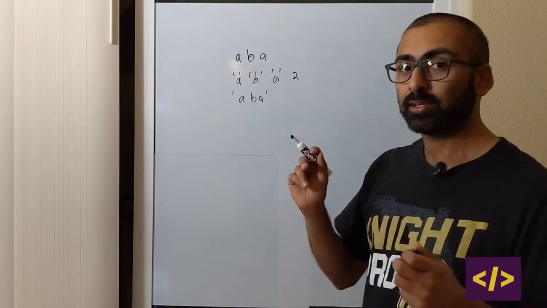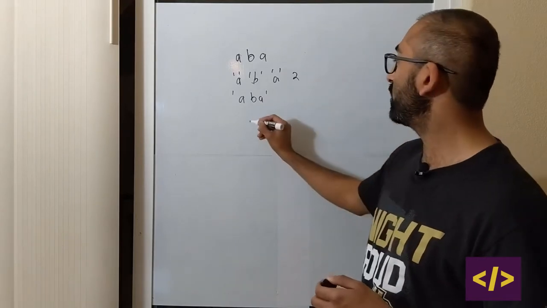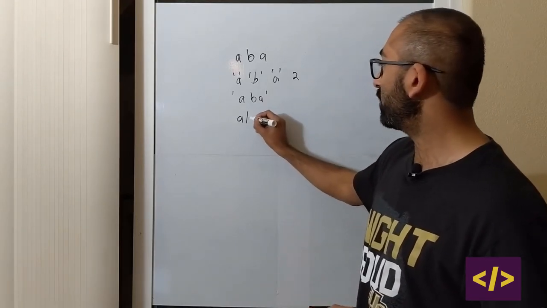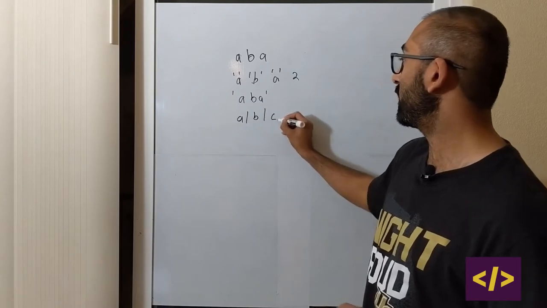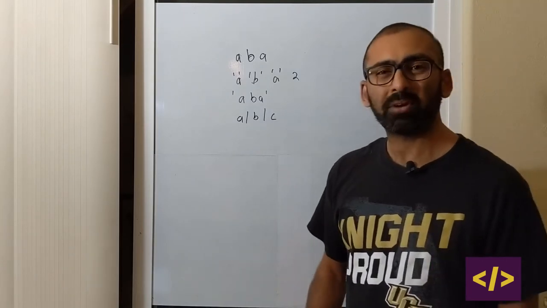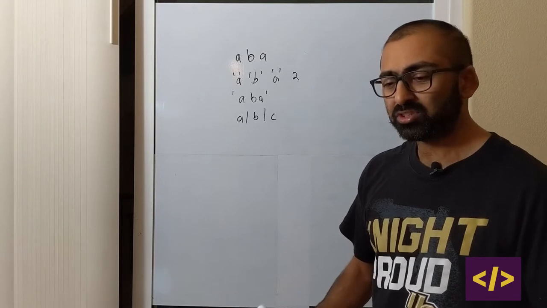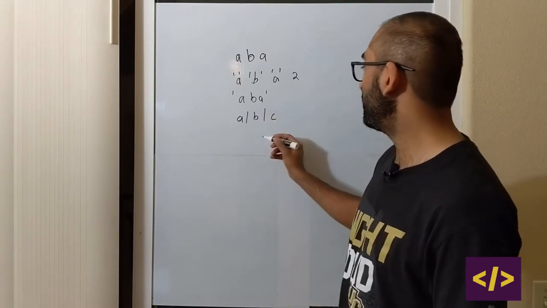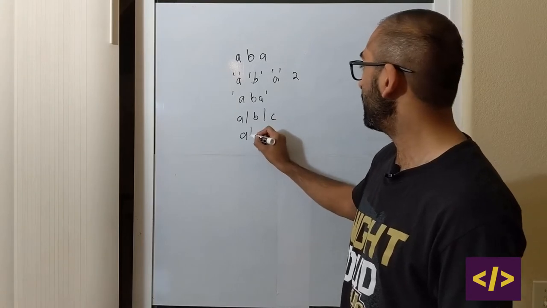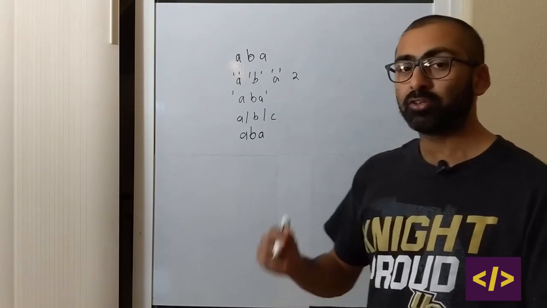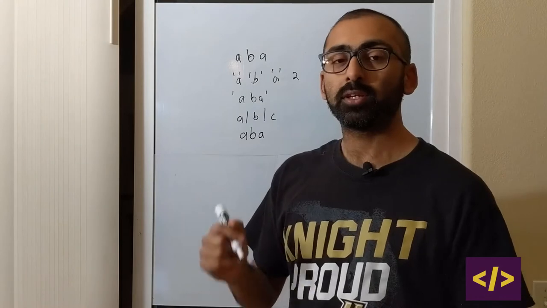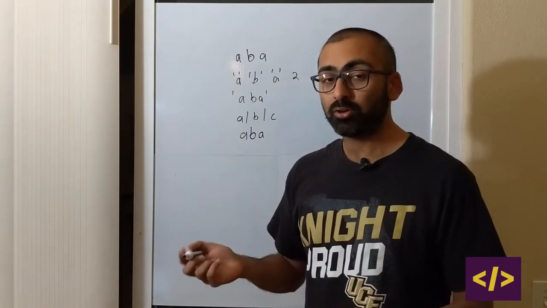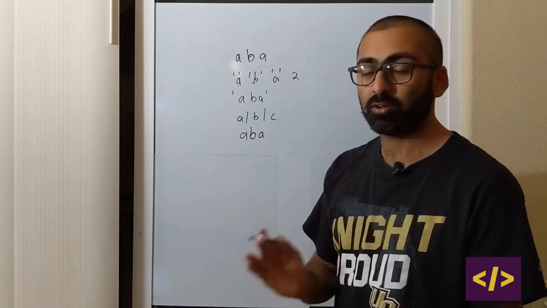A, comma B, A. So let's have a notation. Let's say the palindrome decomposition would be something like ABC. Let's call it partitioning. Decomposition is a big word, it's a fat word, I can't say it properly. So ABC, and then you have another one, ABA. So this is what your output result should look like, the partitions along.